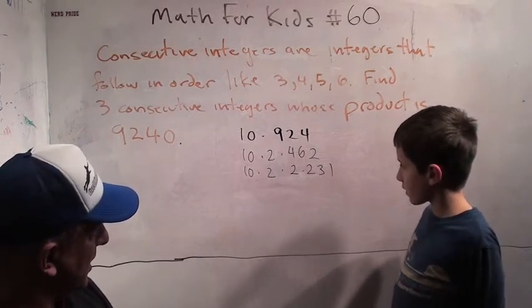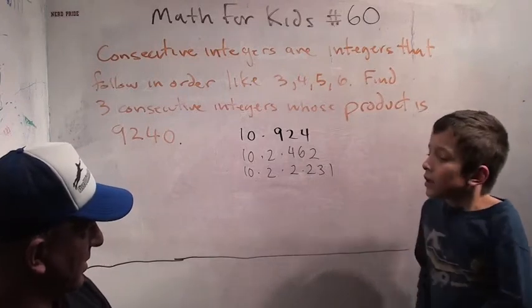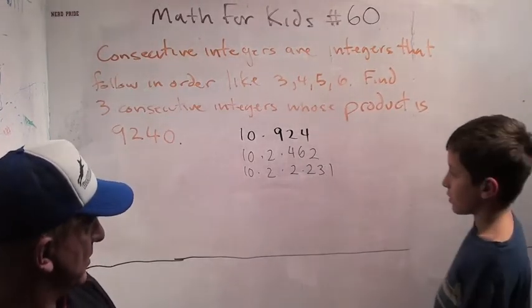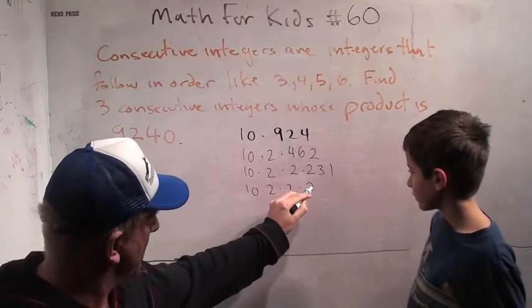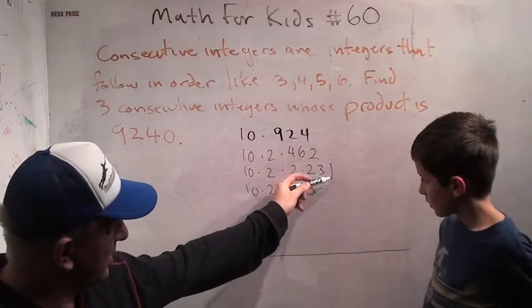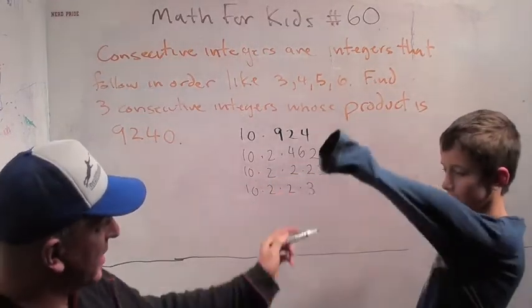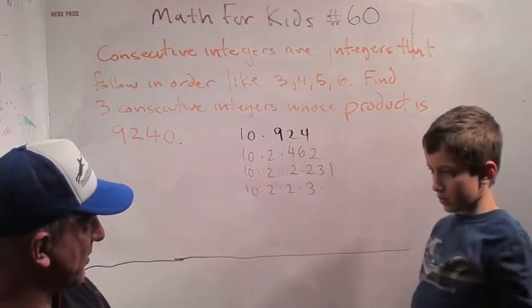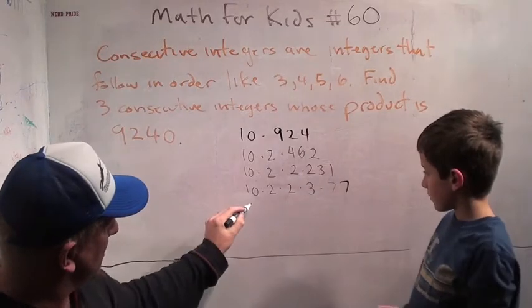Anything going into 231? The sum of the digits is 6. Okay, so what does that mean? It's 10 times 2 times 2 times 3 times, well, 3 times 80 is 240. So that's 9 less than 240, so it's 3 less than 80, which is 77. Okay, 77.